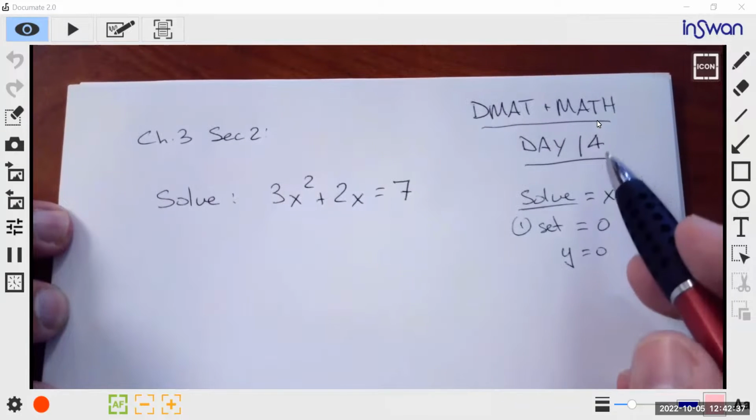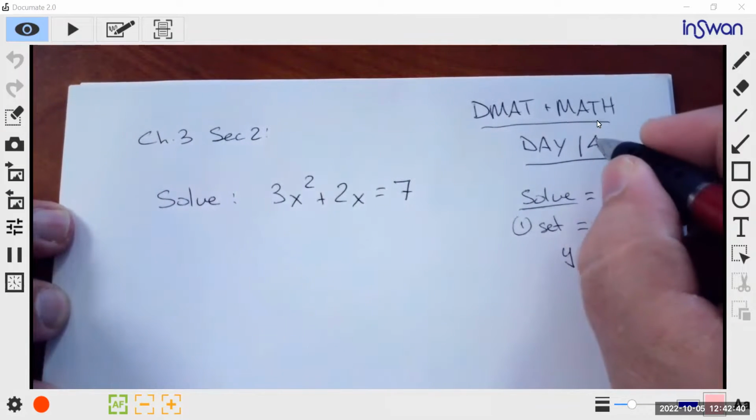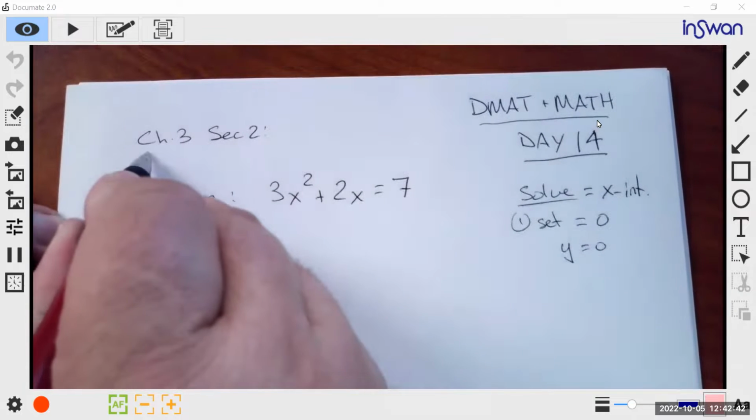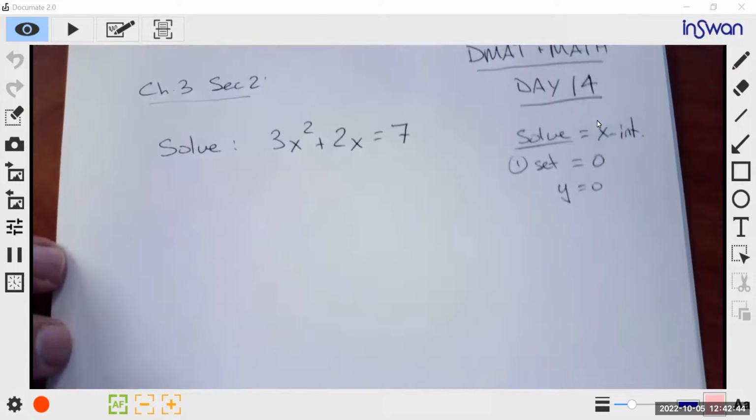All right, here we are at the end of the 7th week. This is day 14. We're going to pick up where we left off, section 2 of chapter 3.